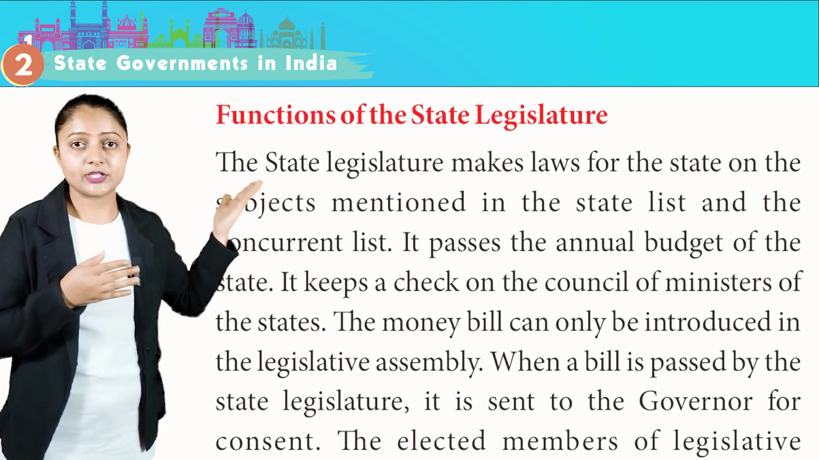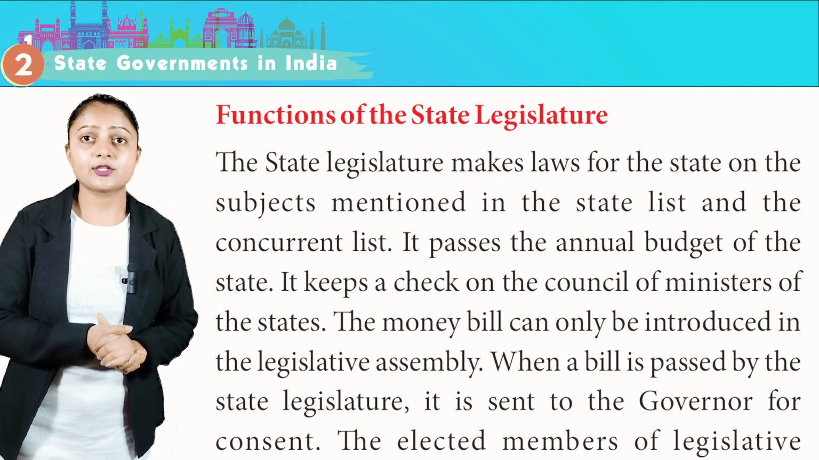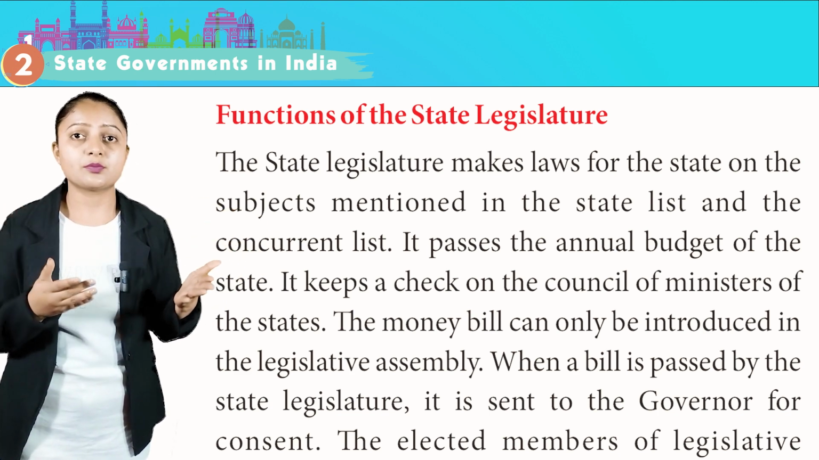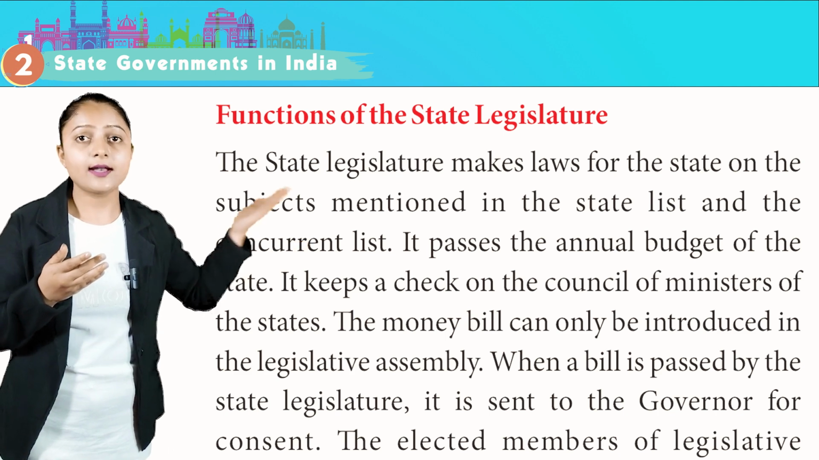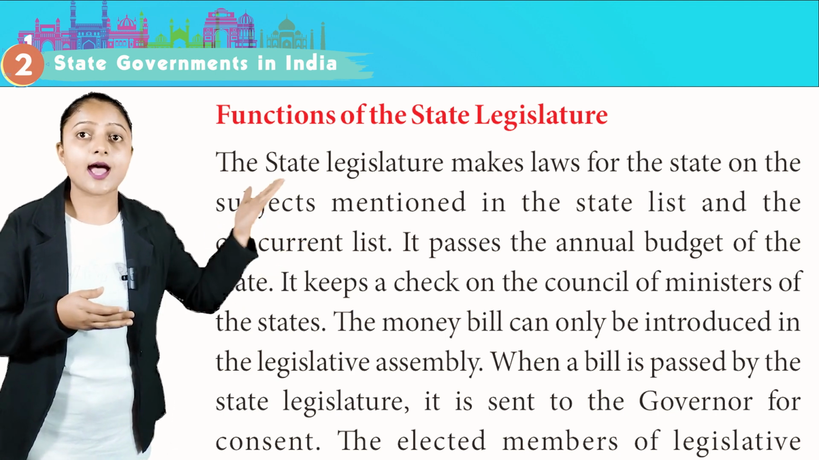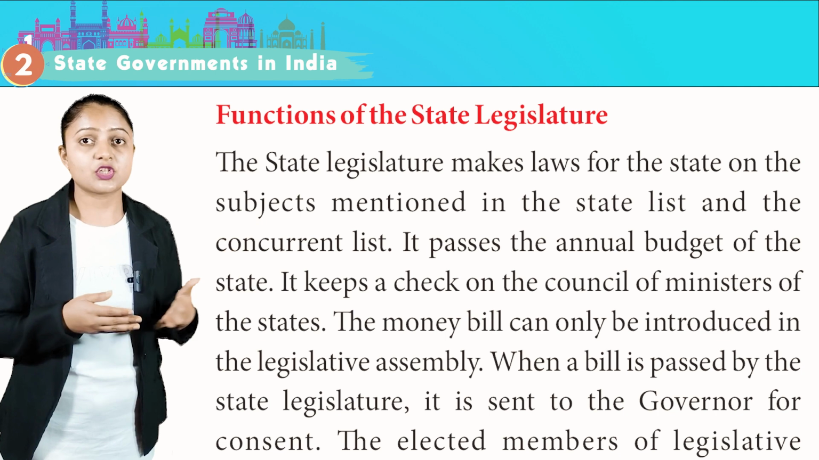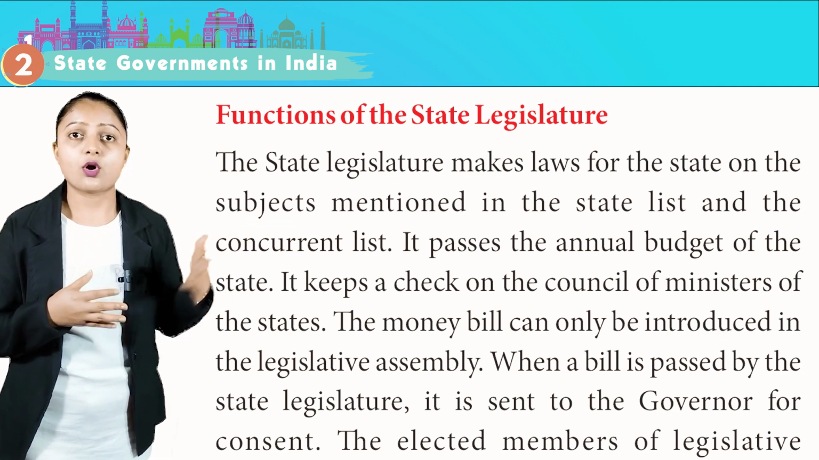Functions of the state legislature. The state legislature makes laws for the state on the subjects mentioned in the state list and the concurrent list. It passes the annual budget of the state. It keeps a check on the Council of Ministers of the state.